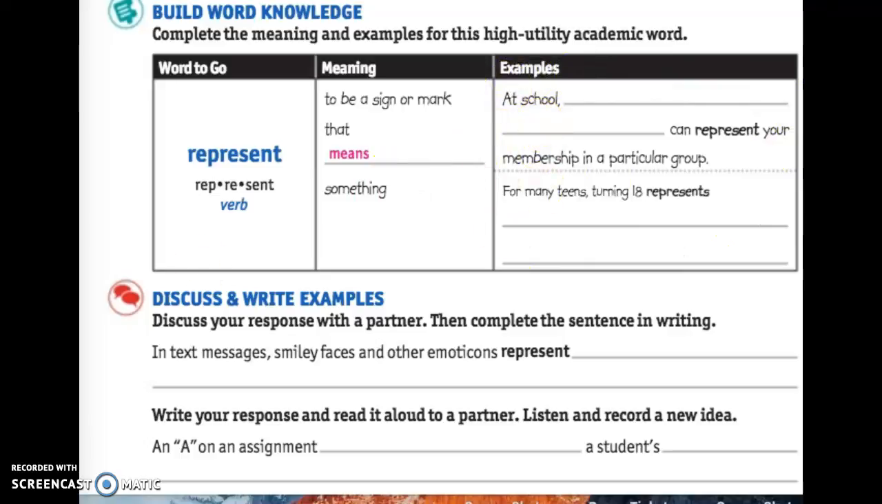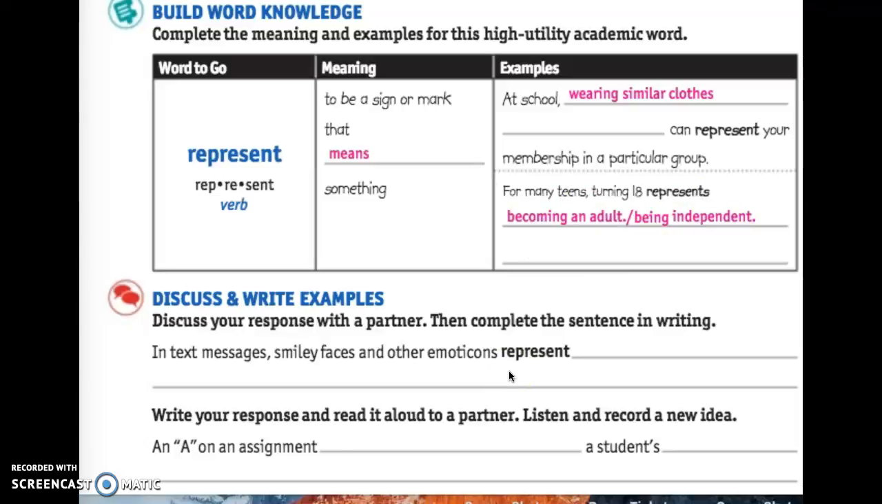All right. Here it says, at school, wearing similar clothes can represent your membership in a particular group. In the drama club, we're working on getting shirts together that will say something on them, drama club at PMS, and that would mean that they all represent membership in a particular group. Coming down here, it says, for many teens, turning 18 represents becoming an adult, or it could represent being independent. I want you to pick one of these examples and write it down here in this blank.